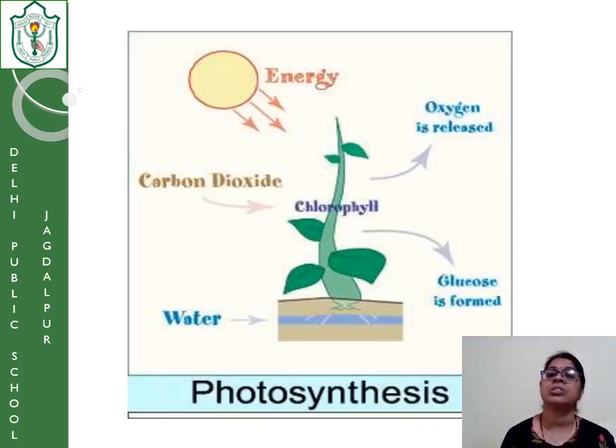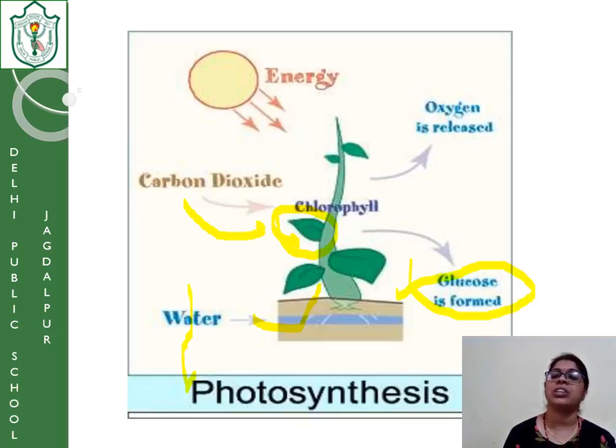Okay, so the solar energy is getting trapped by the green color which is present in the leaf. Carbon dioxide is entering the leaf through the stomata, and the water through the roots is coming to the leaves. So what happens? The sun breaks the water into hydrogen and oxygen. That hydrogen gets combined with the carbon dioxide, and it forms the glucose. And the rest, the oxygen, is released out in the atmosphere.